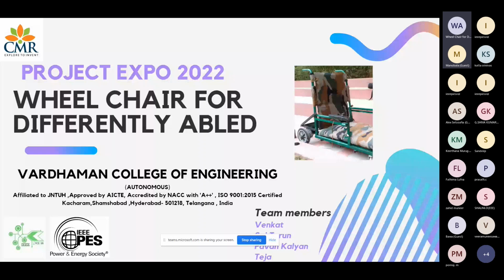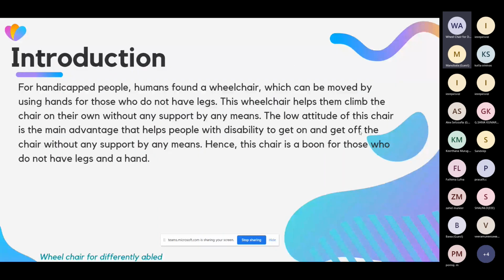We can see it here in the photo. This wheelchair set is very useful for disabled people, and it is cost affordable, because we have used very simple equipment with simple cost, and we have designed this project very cost effectively, so that even poor people can buy this wheelchair and use it.